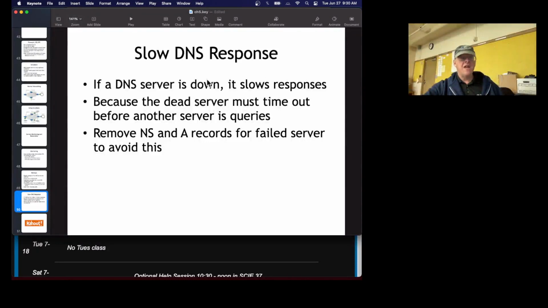If a server goes down, but there are other servers, then you continue to get service, but it can really slow it down with DNS because it'll wait for the first query to time out before it tries another. So it's better to remove the records which point to the failed server, so it will no longer send any queries there.